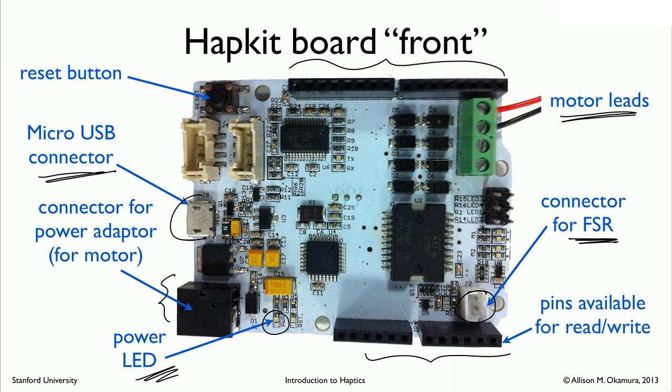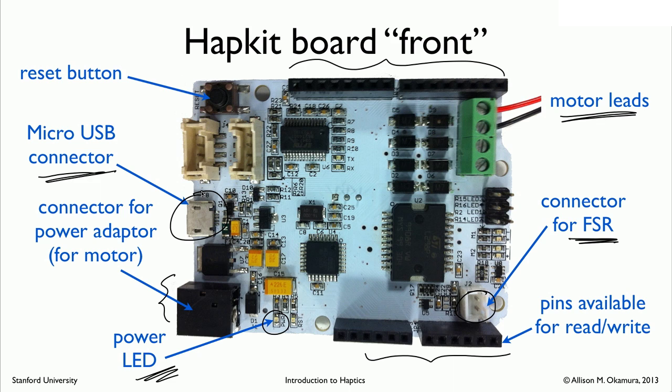Do be a little bit careful when you hook your USB connector in here, because that micro USB connector is awfully small and it would be possible to wrench it off the board if you're not careful. We chose a small one just so we could package everything really tightly onto the HapKit board, but as a consequence it has a somewhat delicate micro USB connector.